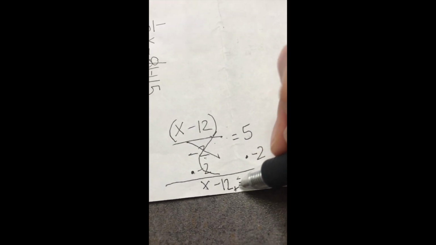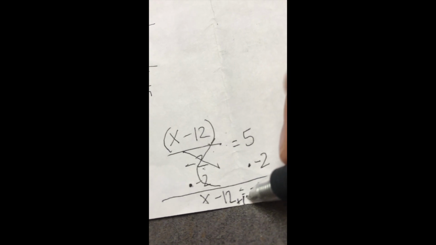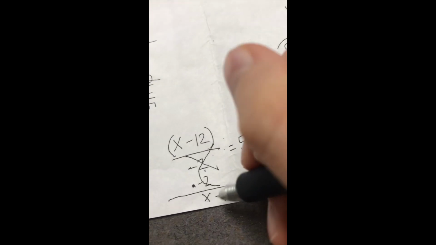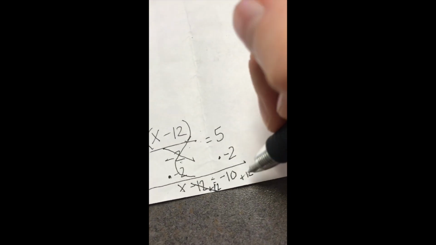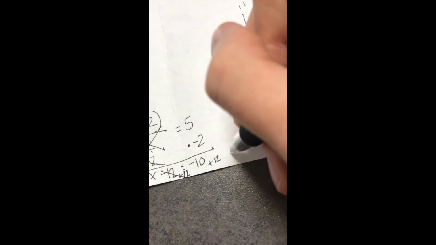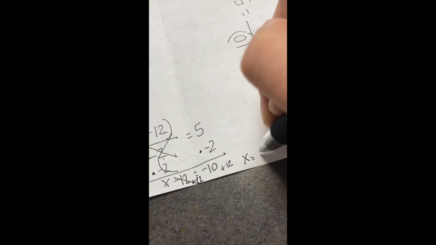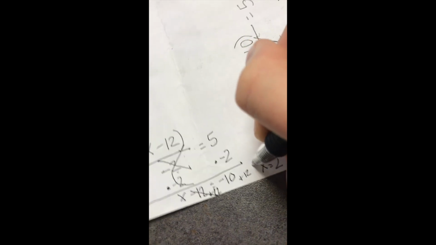I don't really have room on the page, so I'm going to try to squeeze it in down here. Plus 12. Minus 12 plus 12, that cancels. -10 plus positive 12 equals positive 2. So x equals 2 in this case.